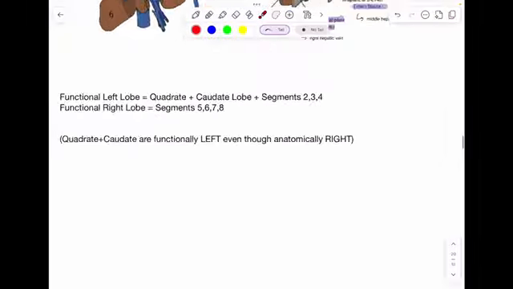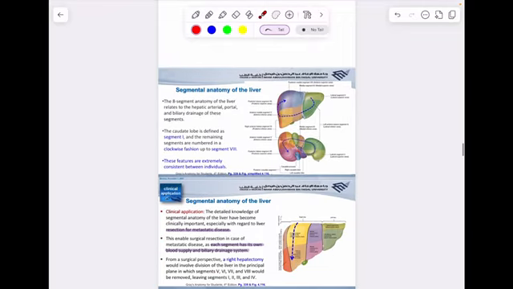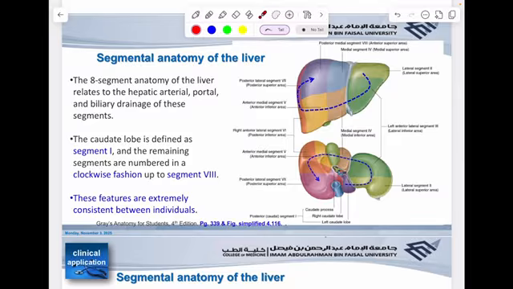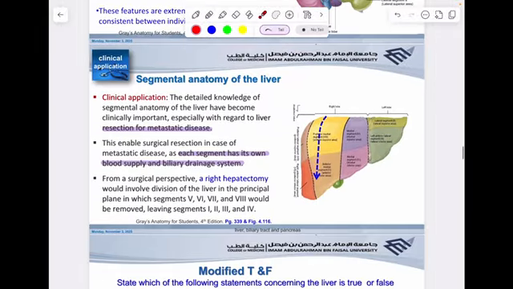But functionally, the left lobe is going to be the quadrate and caudate lobe with segments 2 to 4. Then the right lobe is going to be from 5 through 7. So as we said at the beginning, the quadrate and caudate are functionally left, even though anatomically we said that they're right. The segmentation is going to be in a clockwise fashion. These features are extremely consistent between individuals, and this matters to us surgically and clinically, of course, when we want to resect a segment of the liver when we have metastatic disease, because each segment has its own blood supply and drainage system.